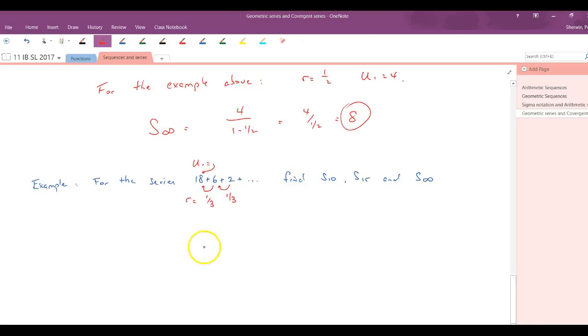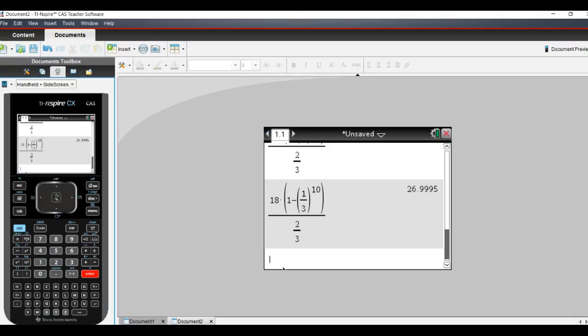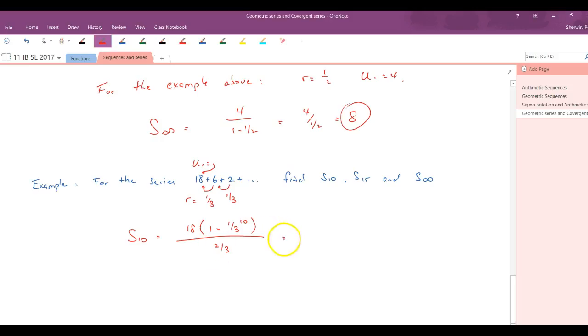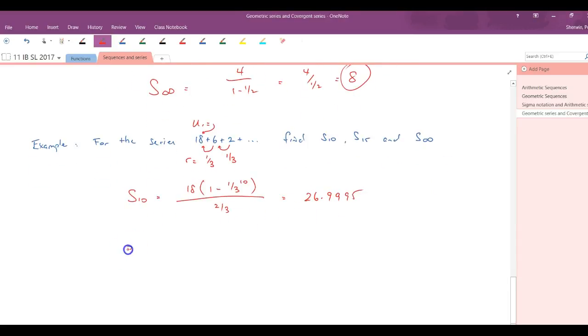So what's S10 equal to? S10 is equal to u1, 18, times 1 minus r to the power of 10 over 1 minus r, so that's over 2/3. Let's calculate that. It calculates out to 26.9995. So that's our S10, 26.9995.